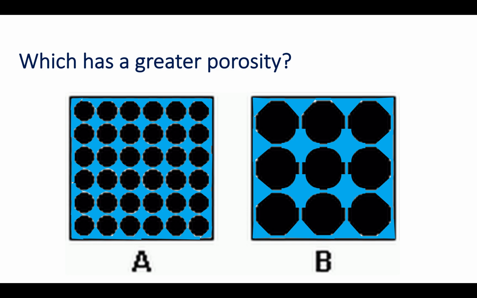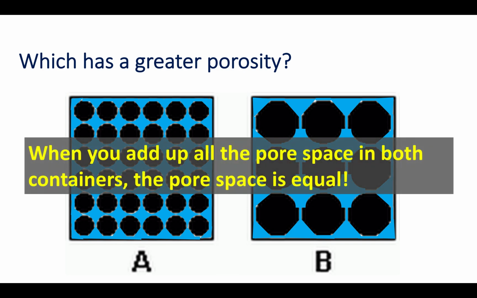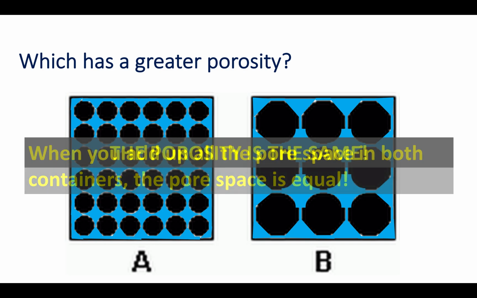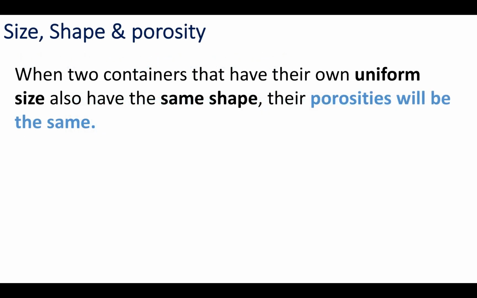This is a really tough question because you really have to think about the amount of pore space as a whole. When you add up all of the pore space in both of these containers, you would actually find that the pore space between them is equal. Their porosity is the same in this instance. So we have to think about how we can put this into words. When you have 2 containers, or even more, that have their own uniform size and also have the same shape, their porosities will be the same.